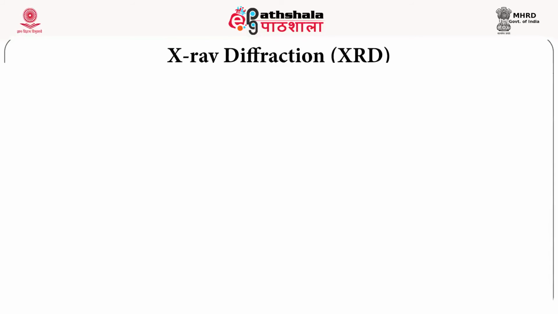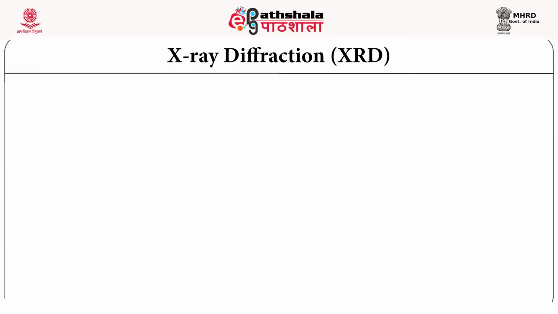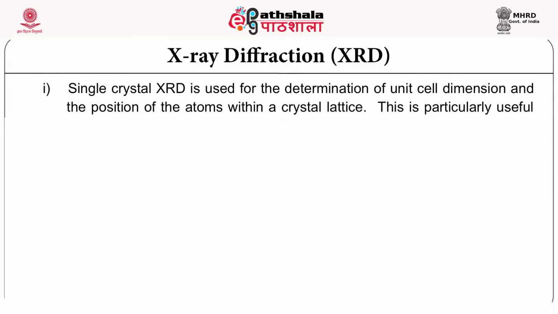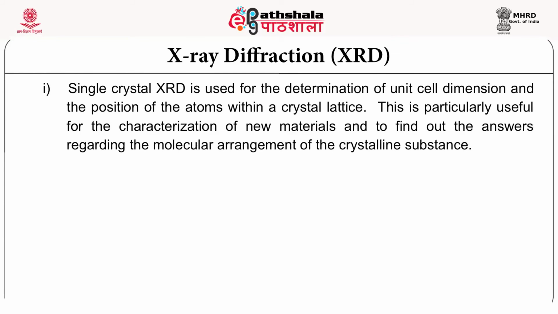We will talk about XRD. Single crystal XRD is used for the determination of unit cell dimensions and the position of atoms within the crystal lattice. This is particularly useful for characterizing new materials and to find out answers regarding the molecular rearrangement of the crystalline substance.